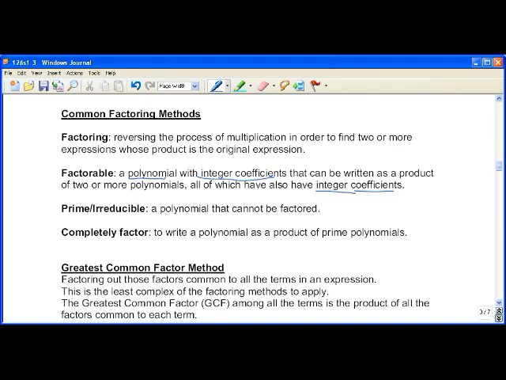And I would argue, too, though, they could be rational. I mean, maybe they're fraction coefficients. That would be okay, in my opinion. But prime or irreducible is a polynomial that cannot be factored. And completely factored means to write a polynomial as a product of prime polynomials.